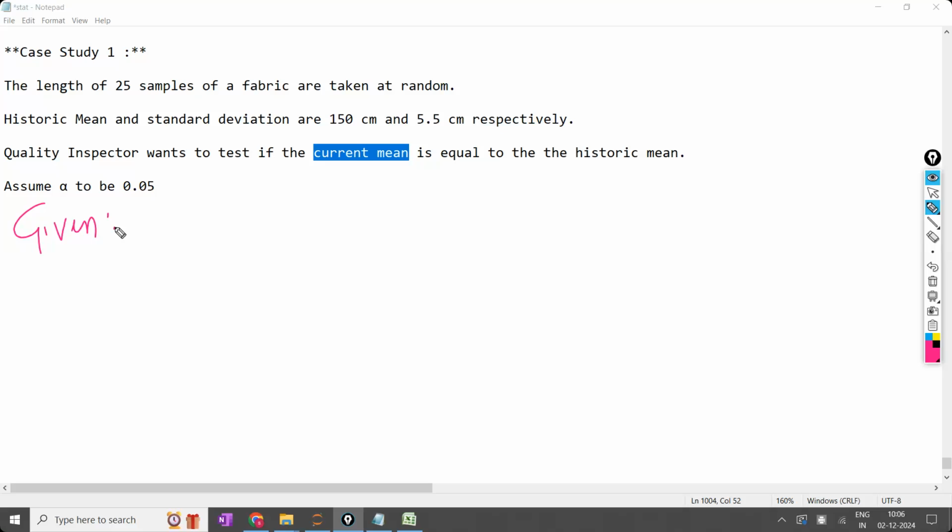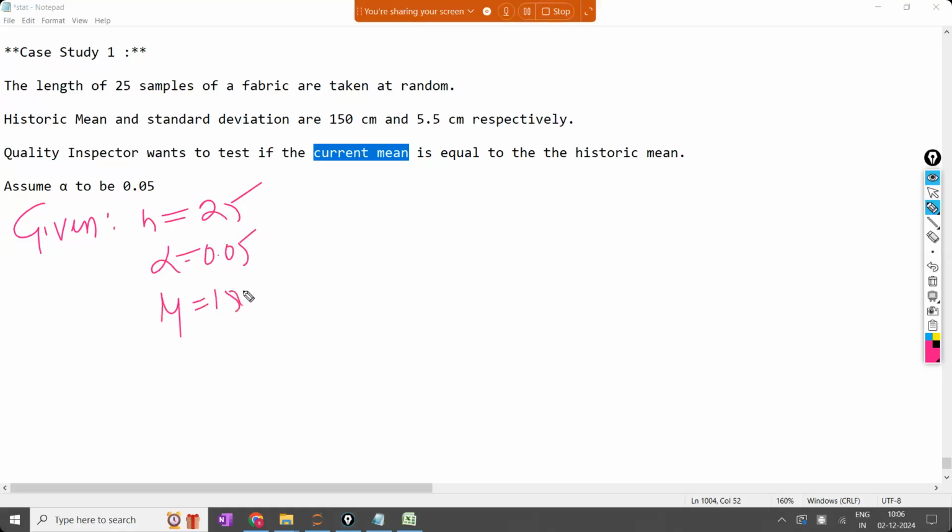Now, first the given. N is equal to 25, and alpha is equal to 0.05. The historic mean mu is 150 centimeters. The population standard deviation is 5.5 centimeters. This is the question. These are the given.